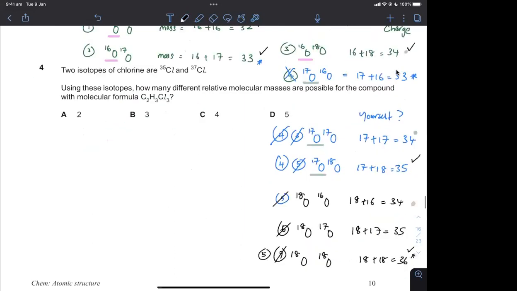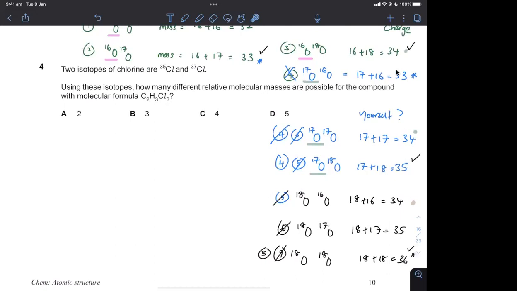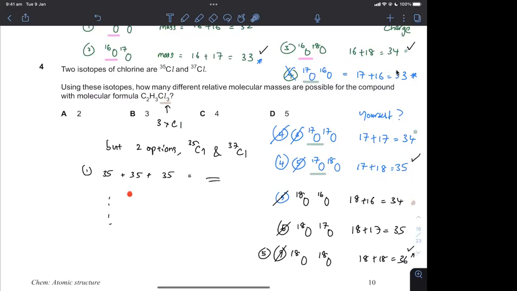As you go through the questions in the lecture tutorials, this is a lot trickier because there are 3 chlorine. 3 times chlorine, but you have 2 options. You only have chlorine 35 and chlorine 37. So you've got to think about 35 plus 35 plus 35. That is your first one, and then you go on and check all the different possibilities until you get the answer. Try yourself first before you have a look through the lecture tutorials.